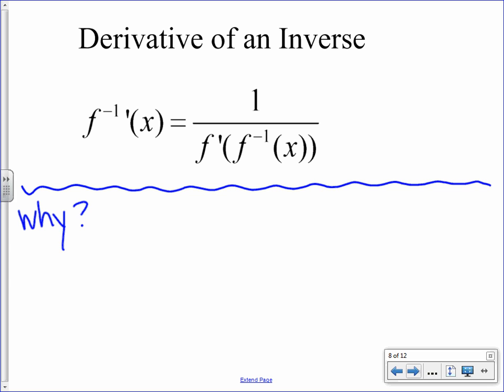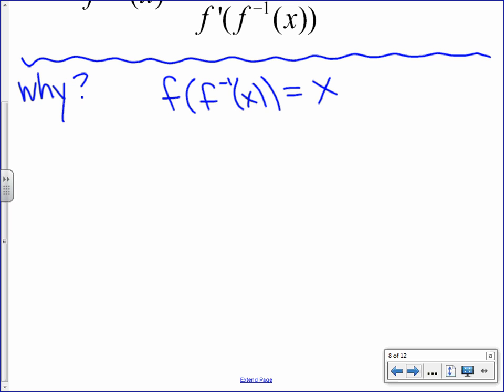Some of you don't care, some of you do. Why is this the rule? First of all, let's think back to what the definition of an inverse is. The definition of an inverse is when we take F composed with its inverse, we get X. Excellent. Let's take the derivative of both sides.